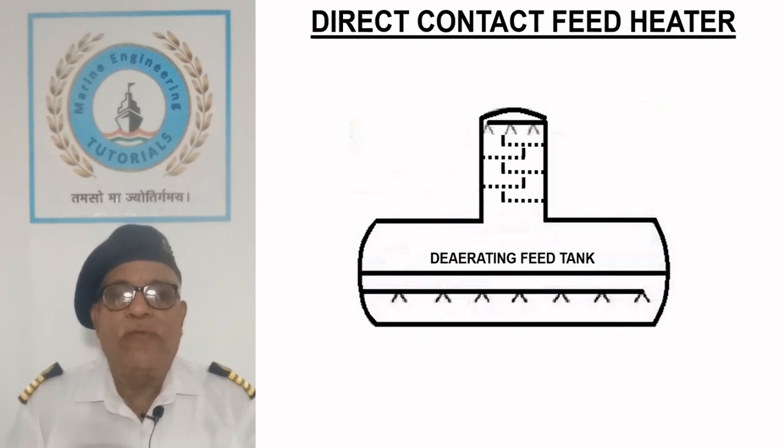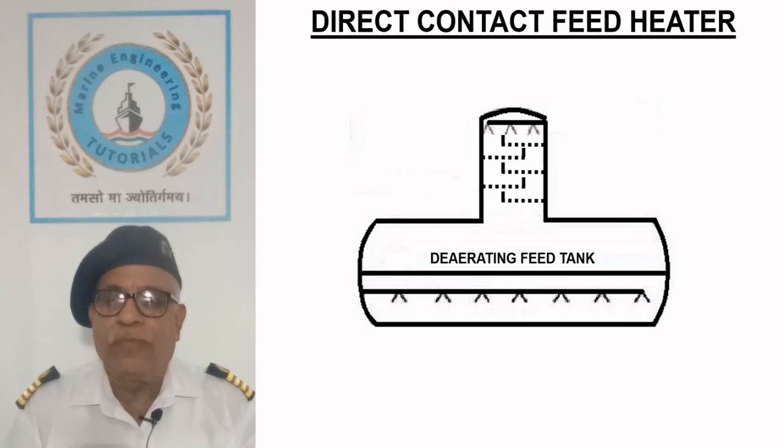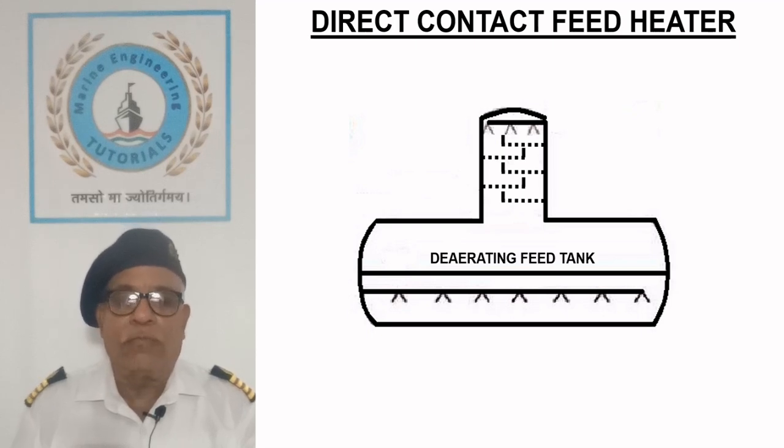Direct contact feed heater. The sketch shows a direct contact feed heater in association with de-aerator, which is used in modern steam turbine plants. De-aerating feed tank is located high above in the engine room so that main feed pump does not suffer from cavitation due to high temperature of feed water.